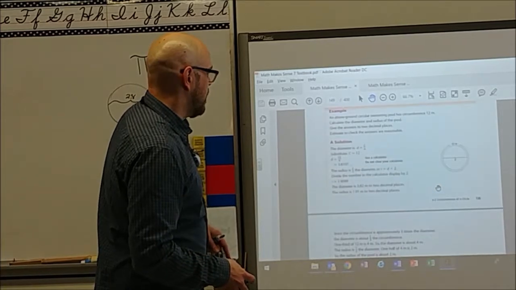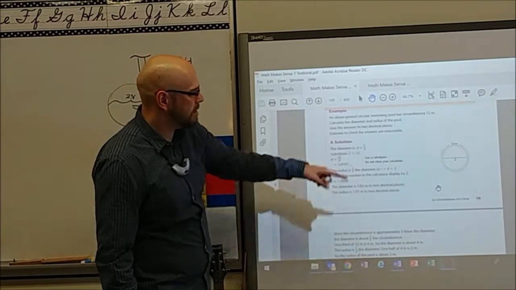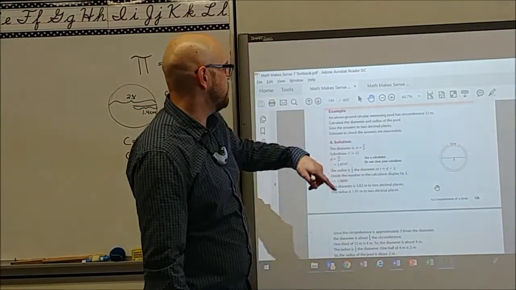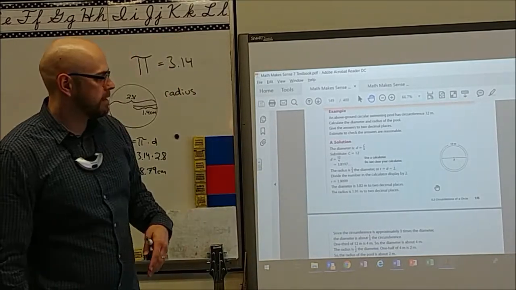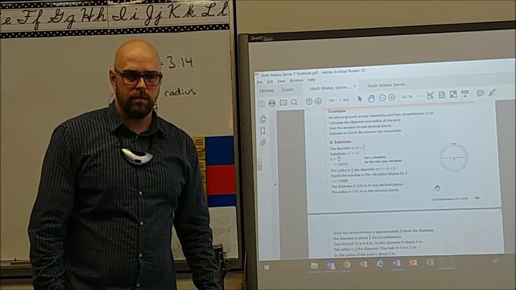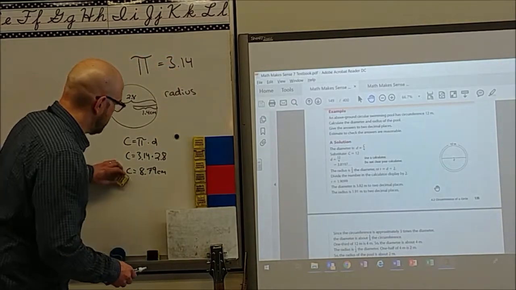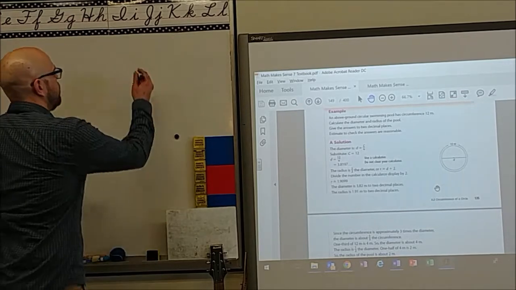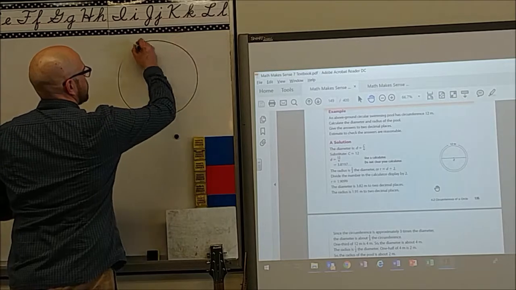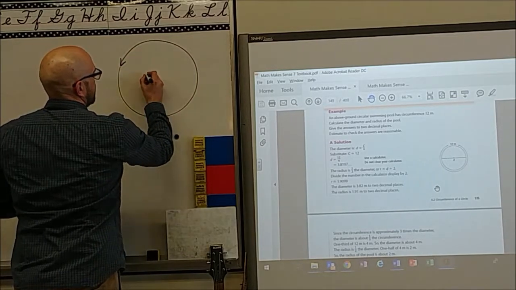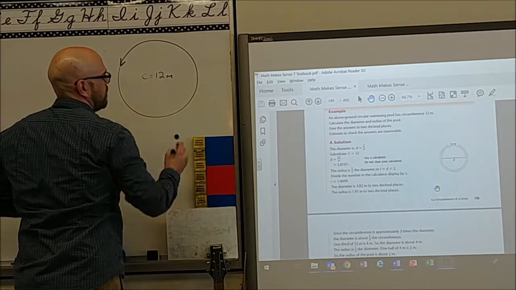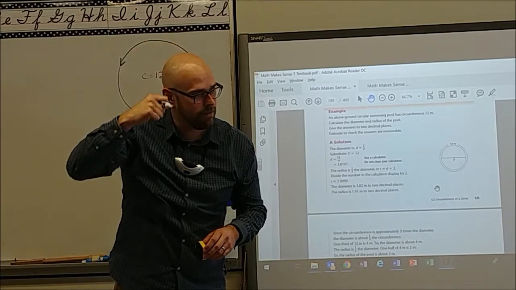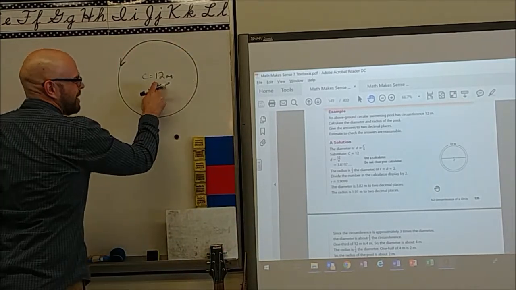All right. Okay, an above ground circular swimming pool has a circumference of 12 meters. So that means if I went all the way around this swimming pool, it is 12 meters. Calculate the diameter and the radius of the pool. Wait, so now we got to do an inverse. We got to go backwards. Okay, so let's take a look. I've got a pool, and I got a circumference of 12.